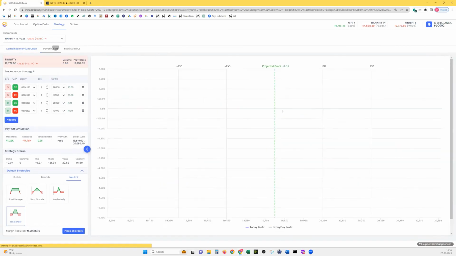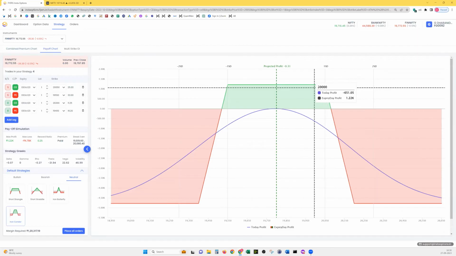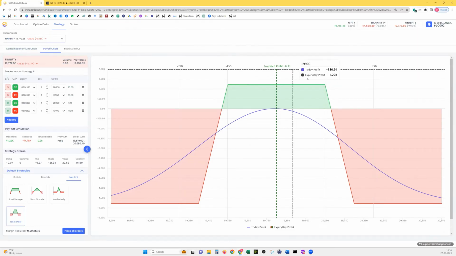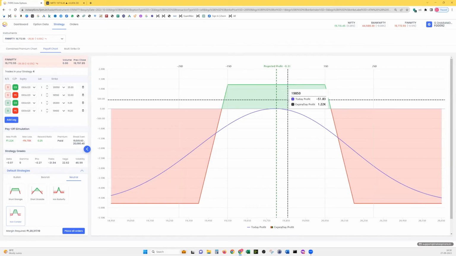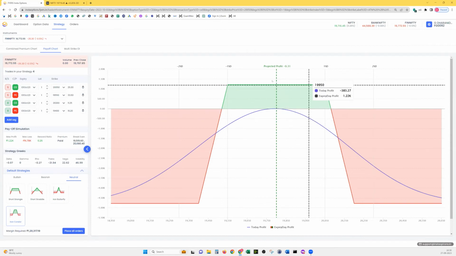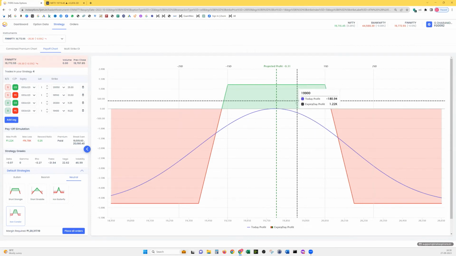Now I look into the payoff chart. This is how it's going to look. It's going to give you a cover for 1 SD. You can see the maximum profit here is going to be 1,200, and the maximum loss is going to be 4,700. But if the market stays within this range, you're going to make a profit out of it.